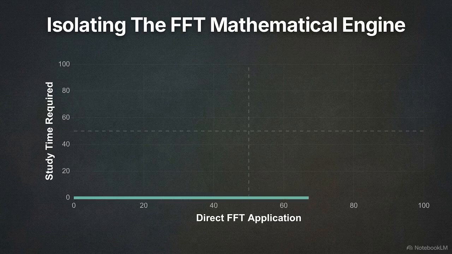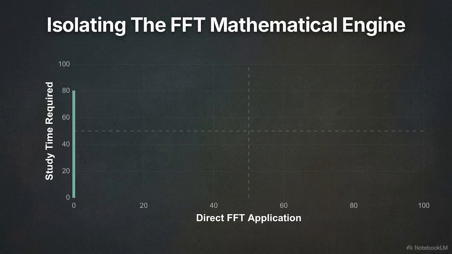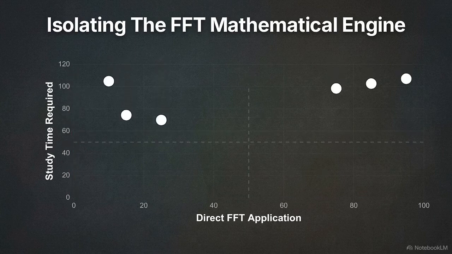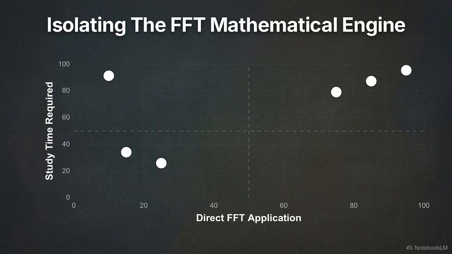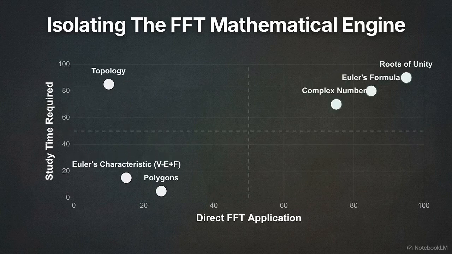This chart measures two things. The horizontal axis tracks our primary goal, how directly a mathematical concept applies to the FFT algorithm. The vertical axis measures the cost, the sheer amount of study time and cognitive bandwidth required to actually learn it. By mapping the topics here, we can strip away the historical bloat and isolate the exact mathematical mechanics required to command the algorithm.